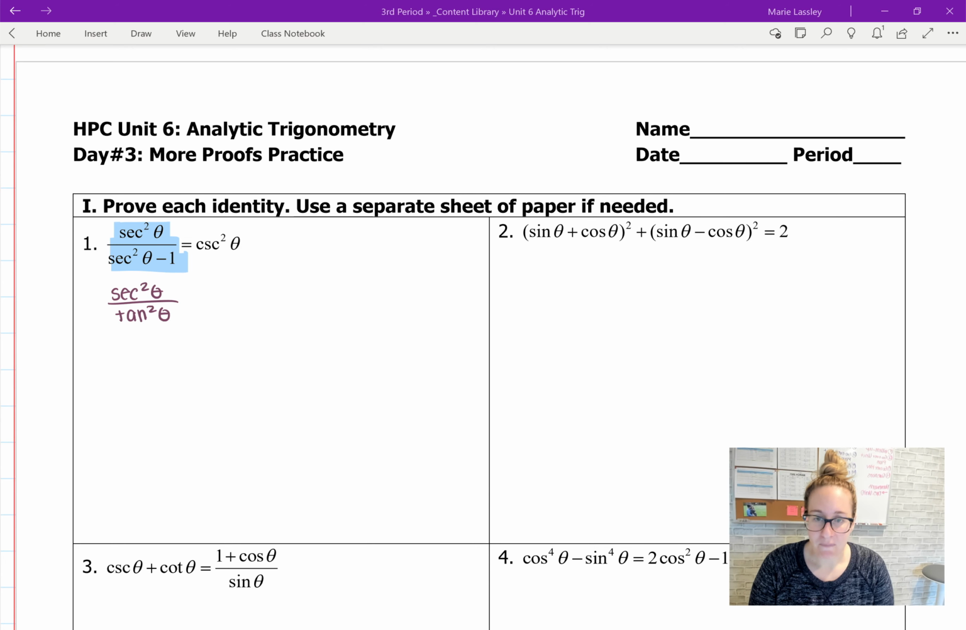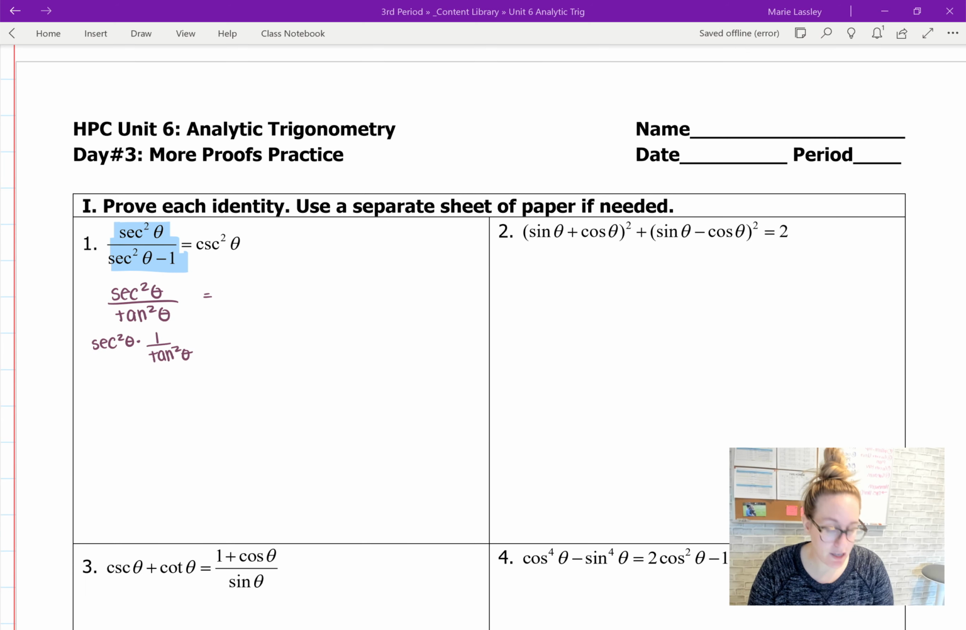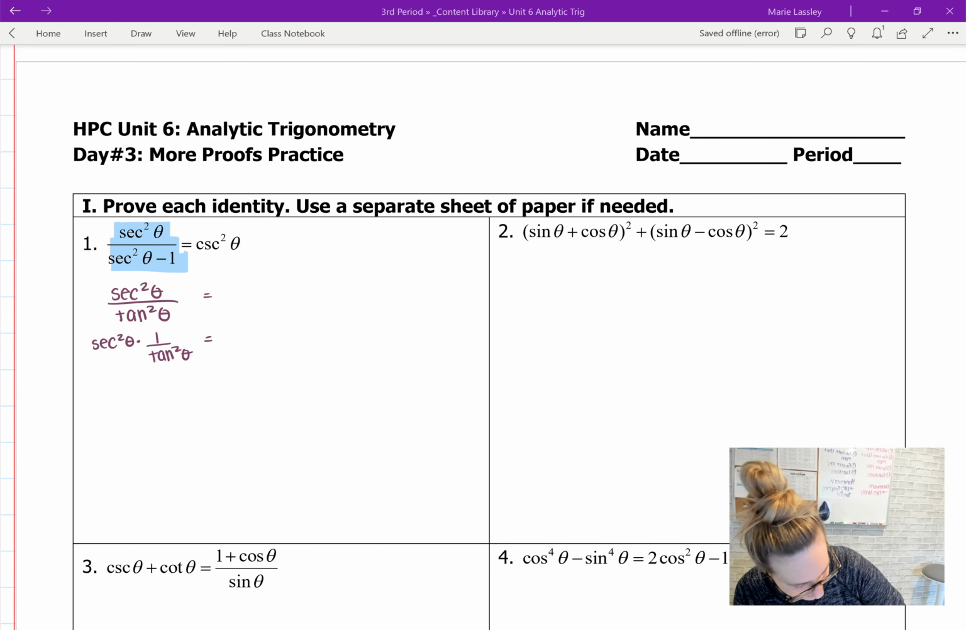All right. So the next thing that I'm going to do is I am going to separate this into 2 fractions. So I'm going to separate it as secant squared theta times 1 over tangent squared theta. All right, next I'm going to change tangent squared theta to its reciprocal, which is cotangent. So the next step is going to be still secant squared times cotangent squared.